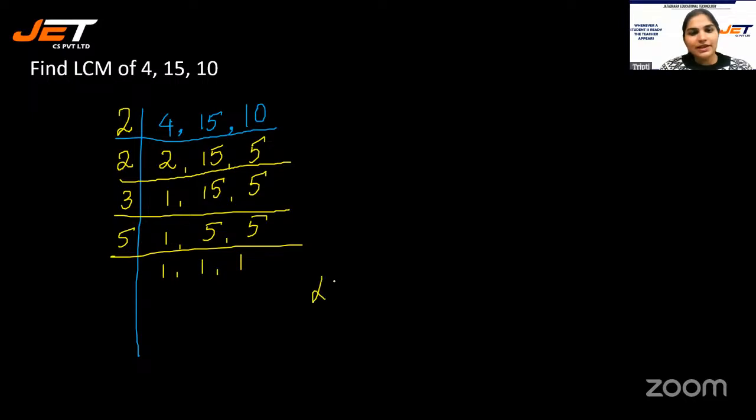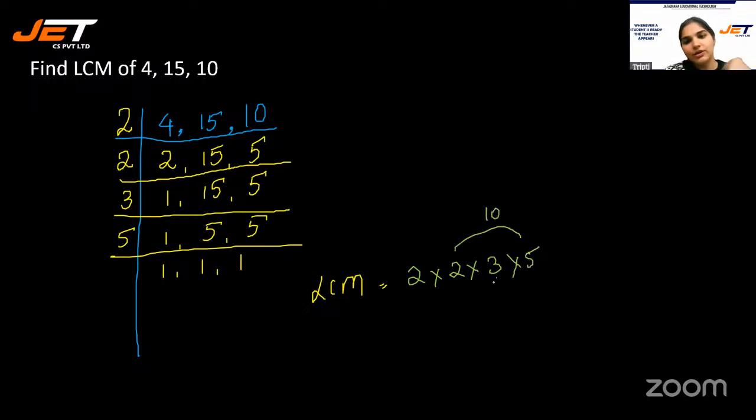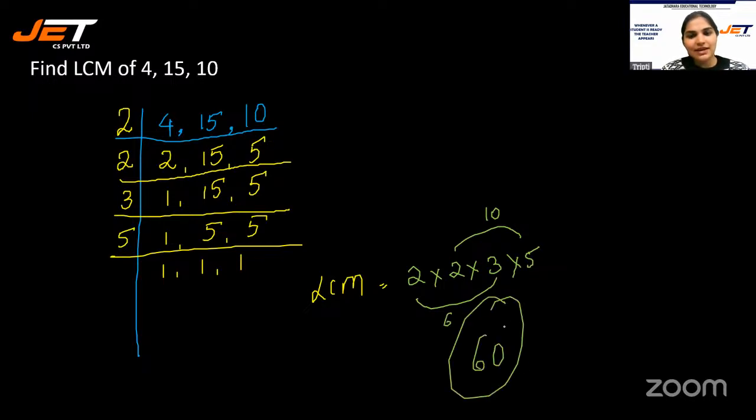Let's see what is the LCM of 4, 15, and 10. Over here, 2 times 3 times 5. So 2 times 5 is 10, 3 times 2 is 6. 6 times 10 is 60. 60 is the LCM of 4, 15, and 10.